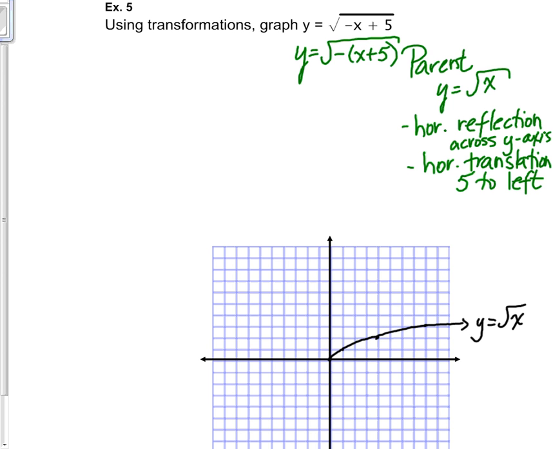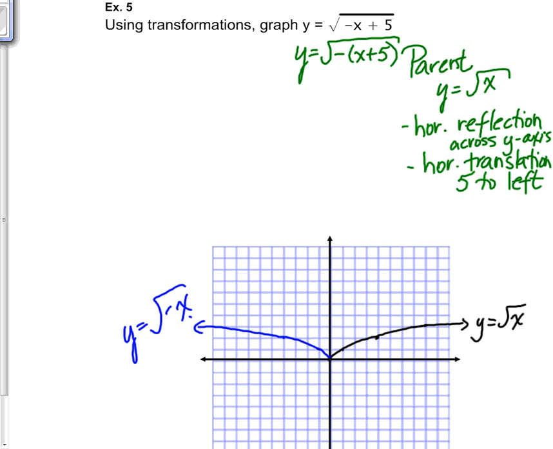First transformation is a horizontal reflection across the y-axis. Rights are lefts and lefts are rights. So we have it going in exactly the opposite direction. So you take the negative values of everything. 1, 2, y equals negative square root of x. Sorry, put the negative in the wrong spot.